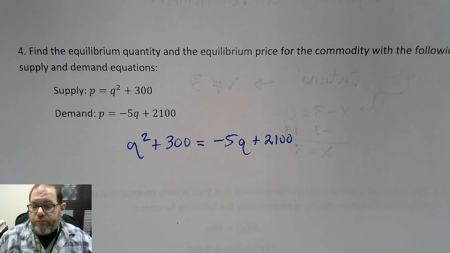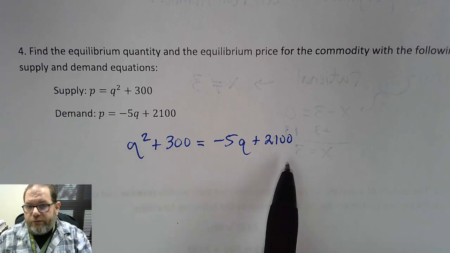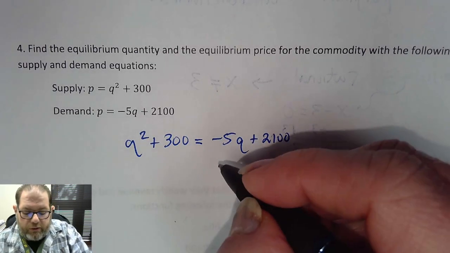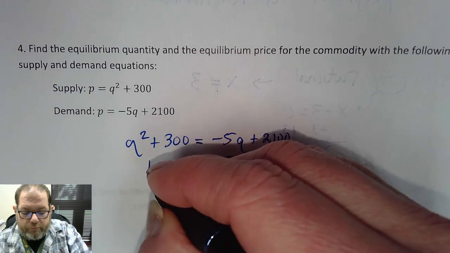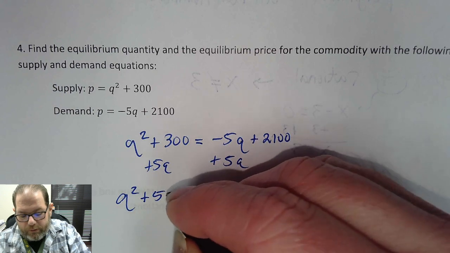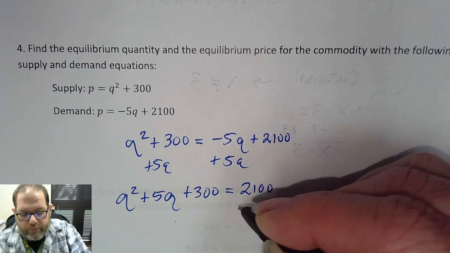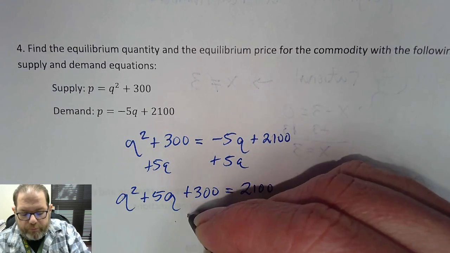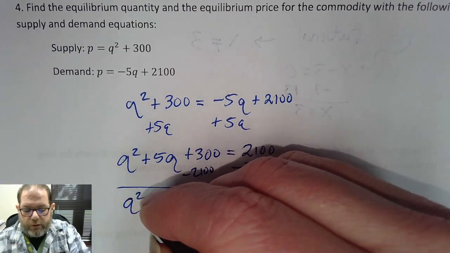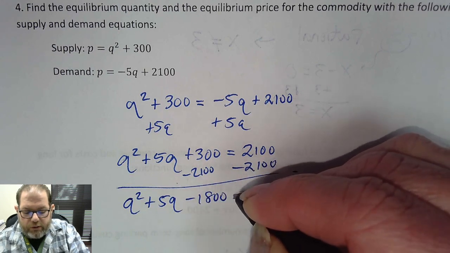Now, if we're going to solve this quadratic equation, we need everything over to the left-hand side equal to 0. We want the q squared to be positive, so we'll move everything to the left. So we can add over 5q and we'll have to subtract over the 2100. And so that's going to give us q squared plus 5 times q minus 1800 equals 0.